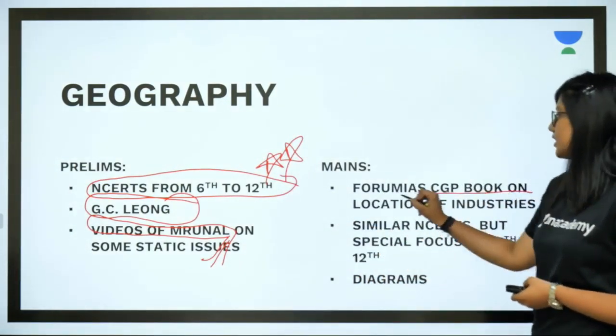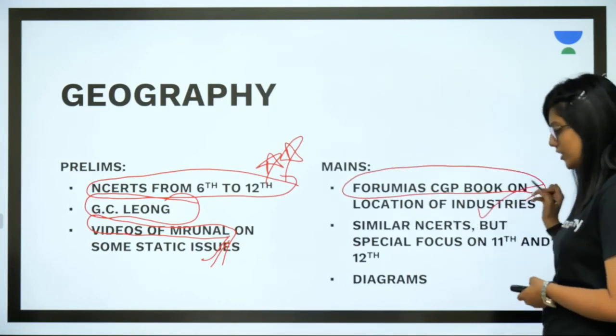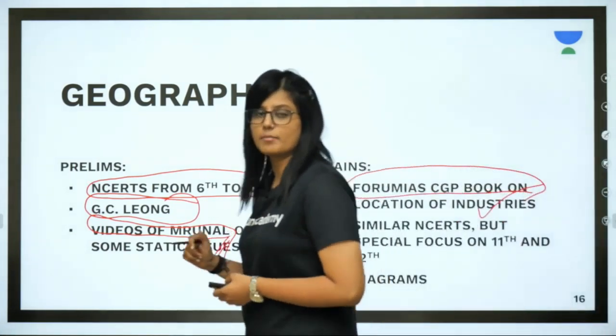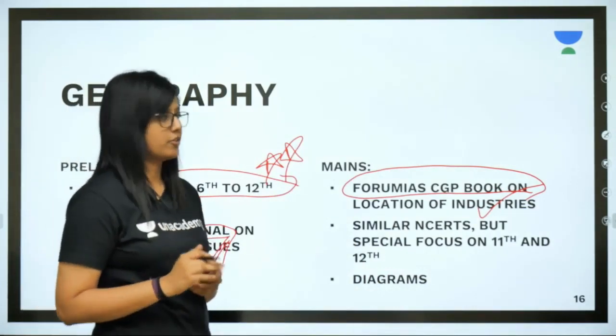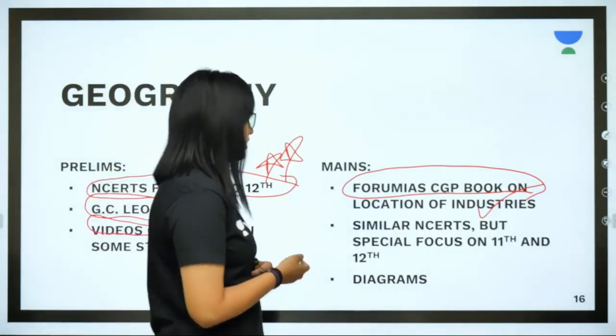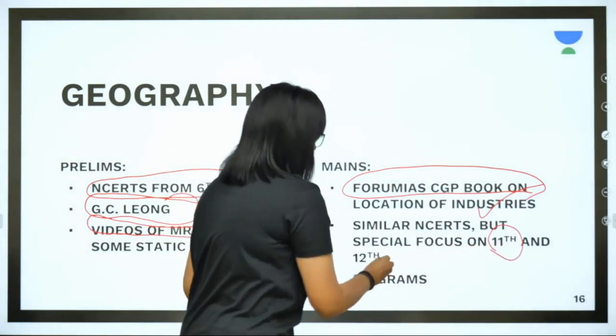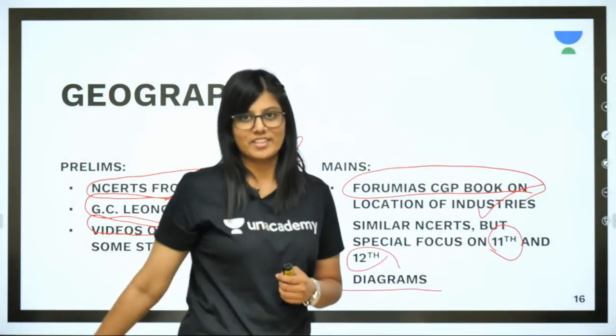For mains, I use Forum IAS's CGP book on location of industries. This adds a new aspect for mains. And the CGP book was amazing on location of industries, etc. So I used that. Similar NCERTs, with special focus on class 11th and class 12th NCERTs and on diagrams.